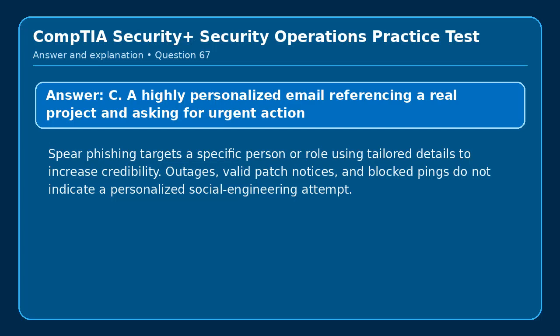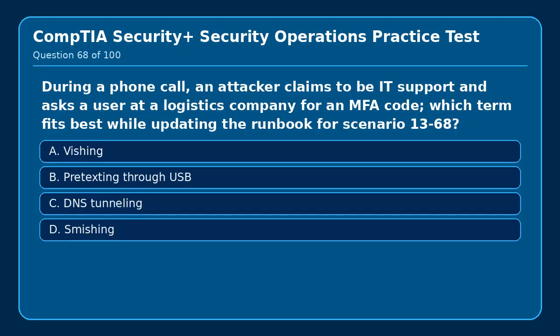Question 70. Which action best reduces supply chain risk before a manufacturing plant adopts a new software vendor during a quarterly review for scenario 13 to 70? A. Disable software updates permanently. B. Review the vendor's security controls, update process, and contractual obligations. C. Skip vendor review because the product is popular. D. Use the vendor's default admin password. Take a moment to choose your answer.